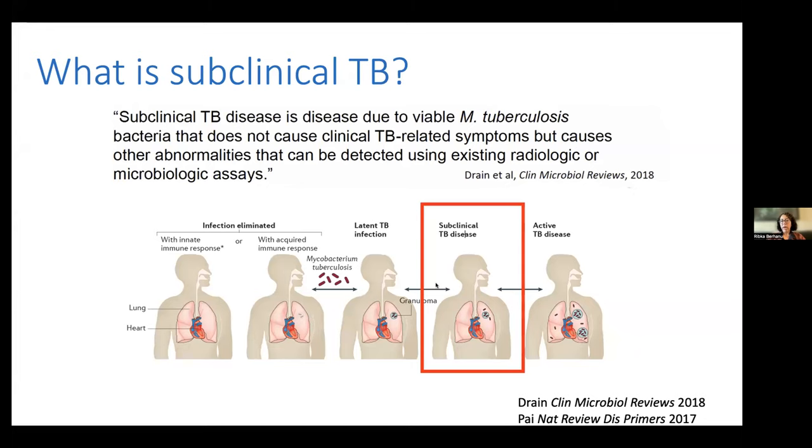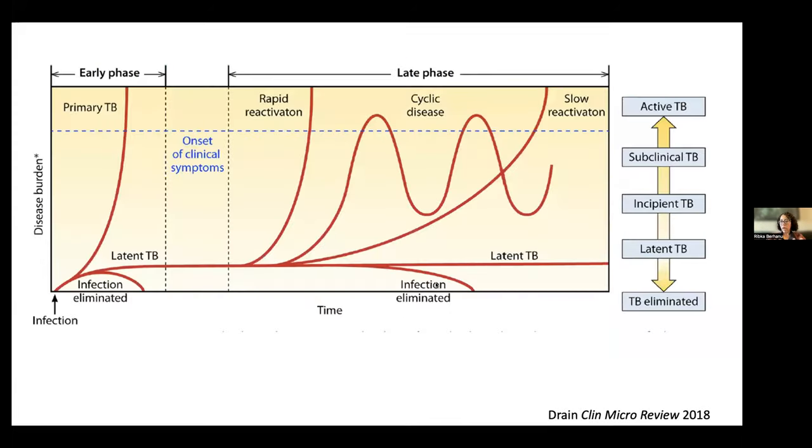But what I hope to talk to you about today is to try to define what this is, and then convince you that it's an epidemiologically important category and a really important target for our active case finding and treatment, and that it's probably more important than we've realized in the past decade. And so that's subclinical TB. It occurs somewhere along the continuum between infection and disease. But it's probably even more complicated than that.